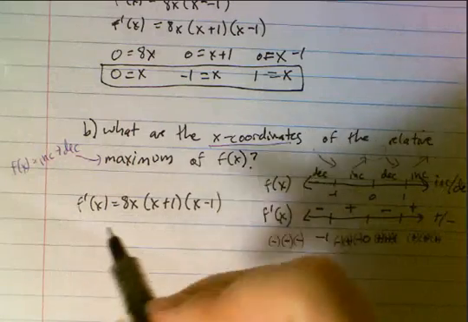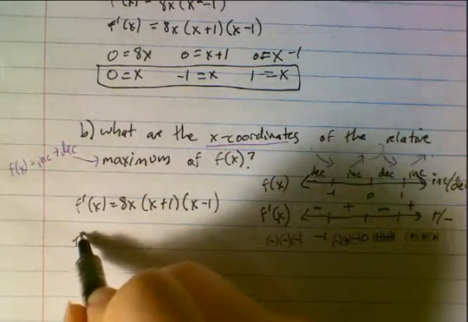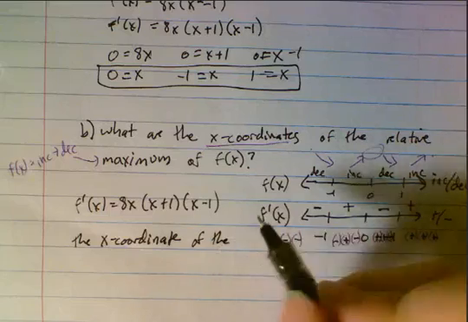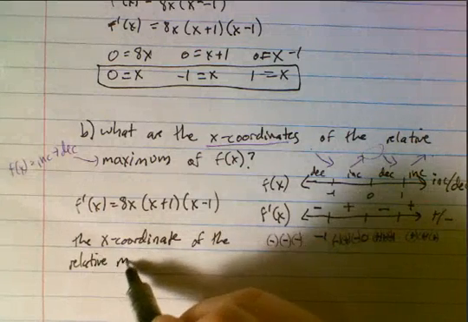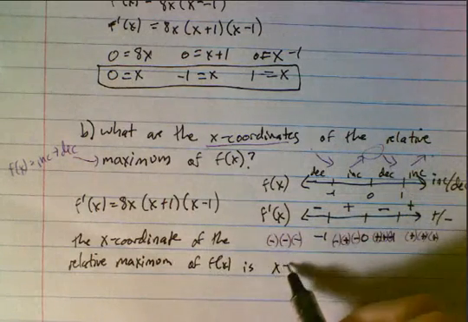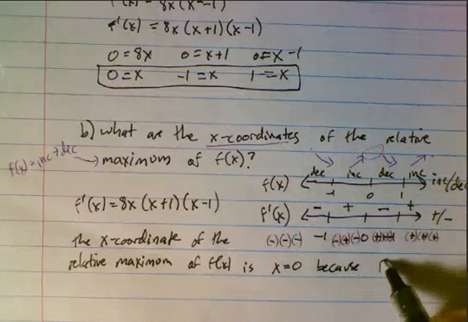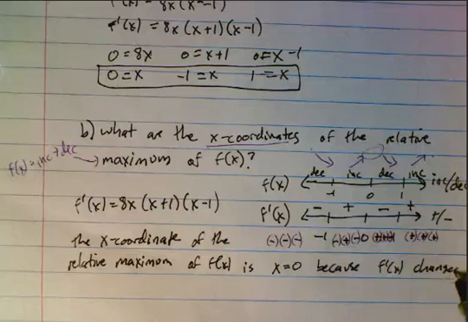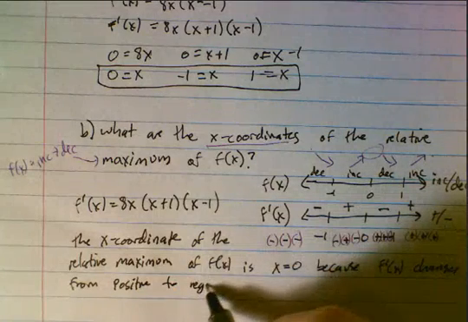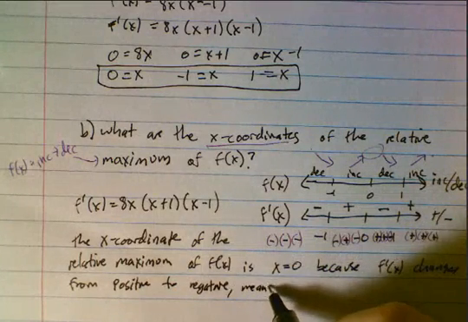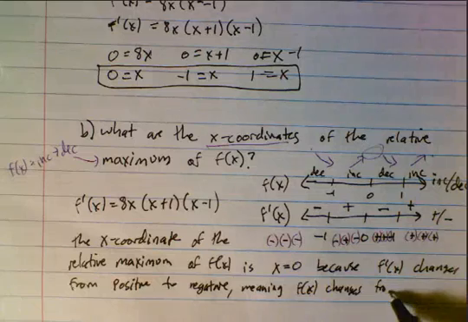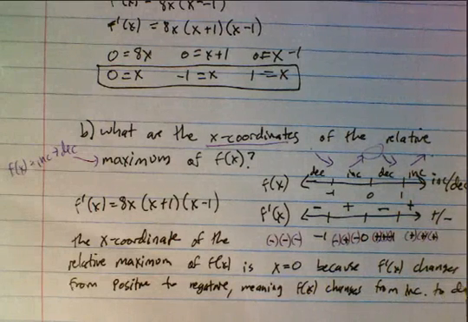So the x-coordinate of the relative maximum of f of x is x equals 0 because f prime of x changes from positive to negative, meaning f of x changes from increasing to decreasing.